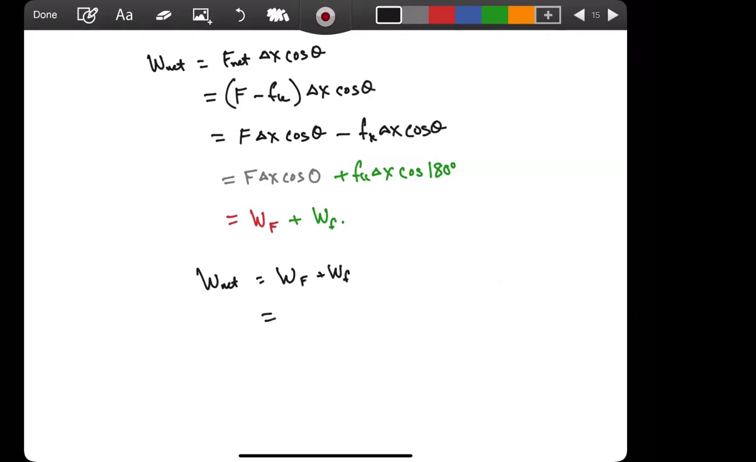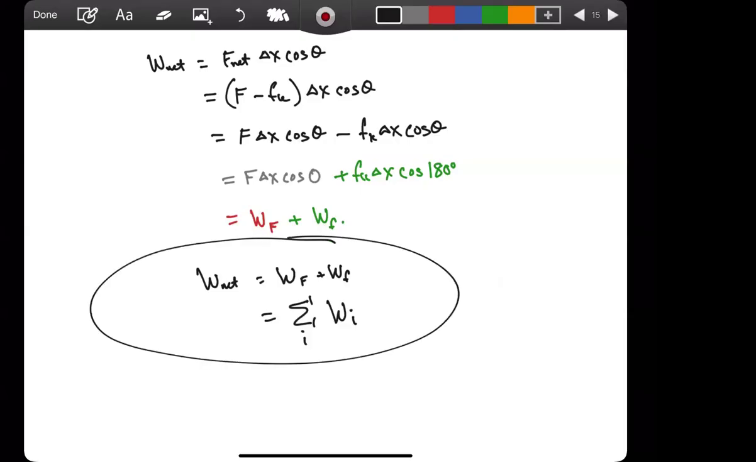Or in a more general statement, what this means is that the net work is going to be equal to the work done by all the individual forces. So this is an alternative way of doing the same thing. All this says is that the net work is equal to the sum over all the individual works.